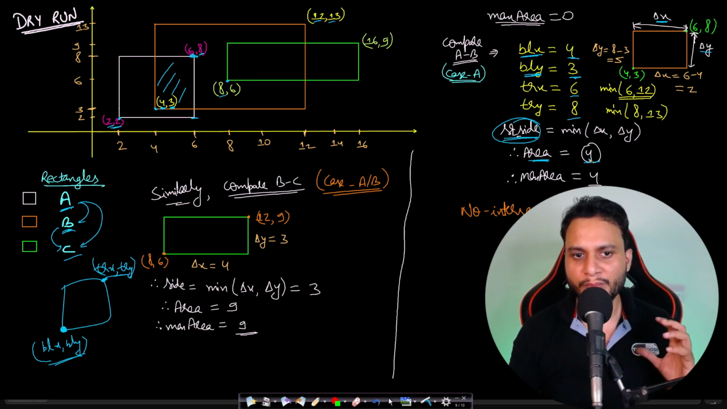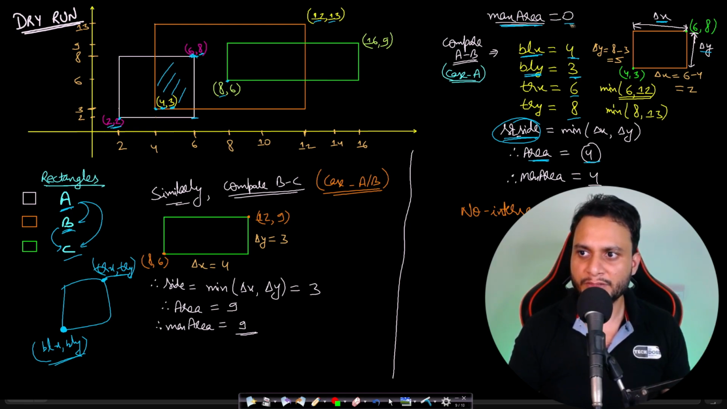Now since I want to maximize the area which I can fit, I will take max area equal to 0 initially, and as soon as I find a better answer I will update the max area to the newly found answer, which is 4 in this case. So I compared A with B. Now when I compare A with C, there is no intersection at all, so it will not fit any of the 3 cases I discussed earlier.